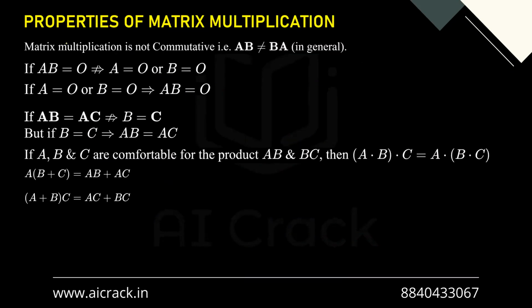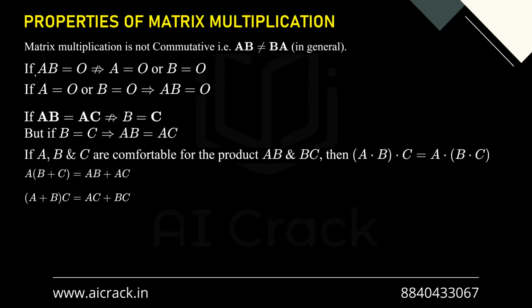Now let us talk about properties of matrix multiplication. The first property says that matrix multiplication is not commutative. That is, AB is not equal to BA in general, right? They might be equal in a few cases, but in general they are not equal. And they might not even exist together. So if AB exists, it might be possible that BA does not exist. So forget about them being equal after multiplication. They might not even exist together.